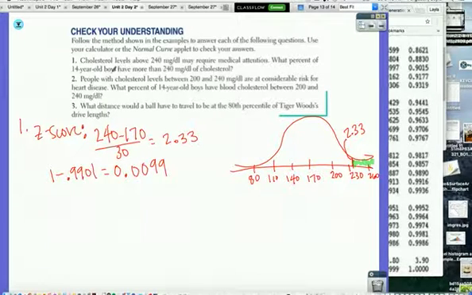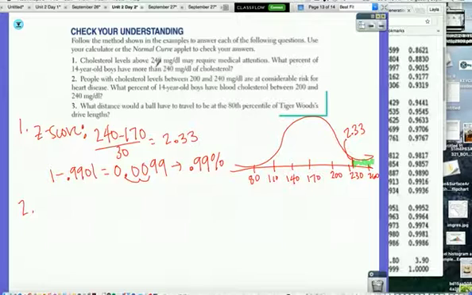So what percent of boys have more than 240 milligrams per deciliter of cholesterol? In order to turn this into a percent, we would need to jump our decimal 2 times, and so we would get 0.99%. So very, very small percentage.